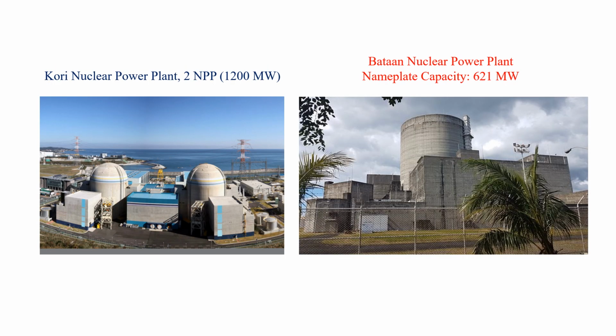Compare it with your power plants. Take for example your Korea nuclear power plant. This is just a very small area, but it can produce around 1,200 megawatts. If the Bataan nuclear power plant was commissioned, it has a nameplate capacity of 621 megawatts. This is just a very small area compared to the Bangui wind farm, but this can produce a lot more energy than the one in Ilocos.